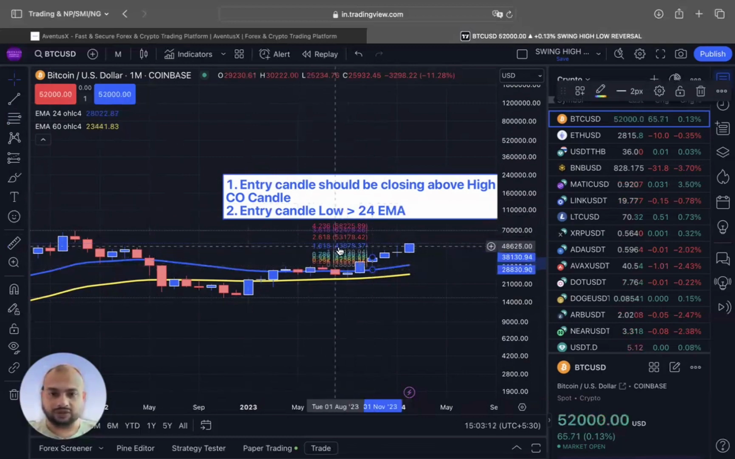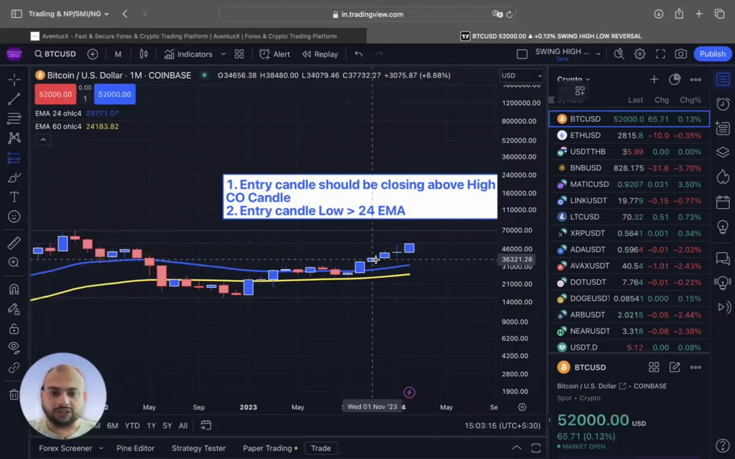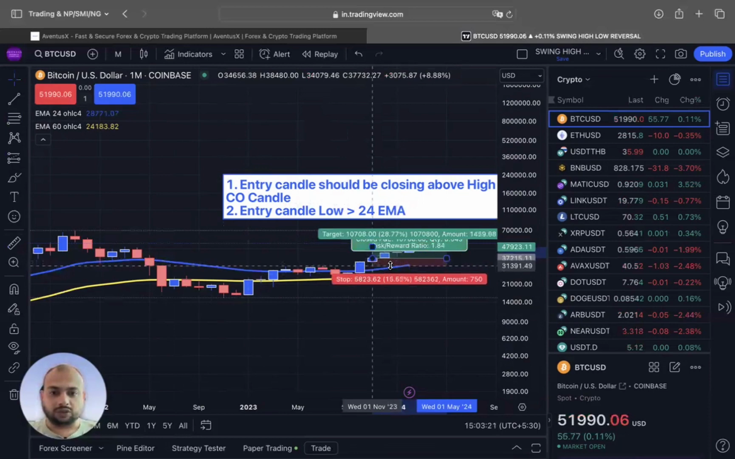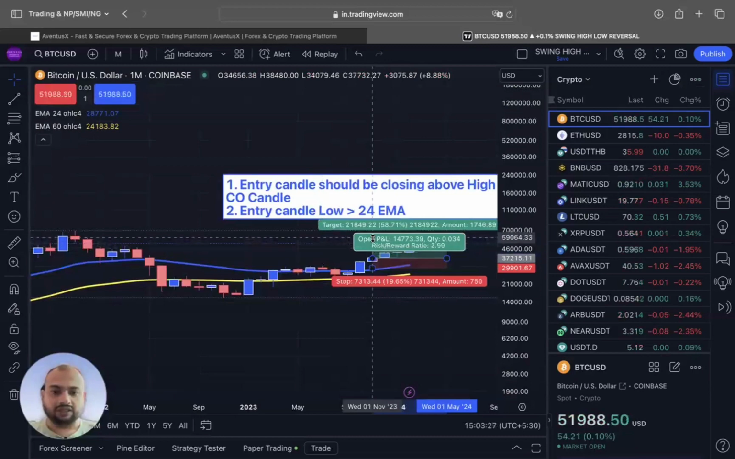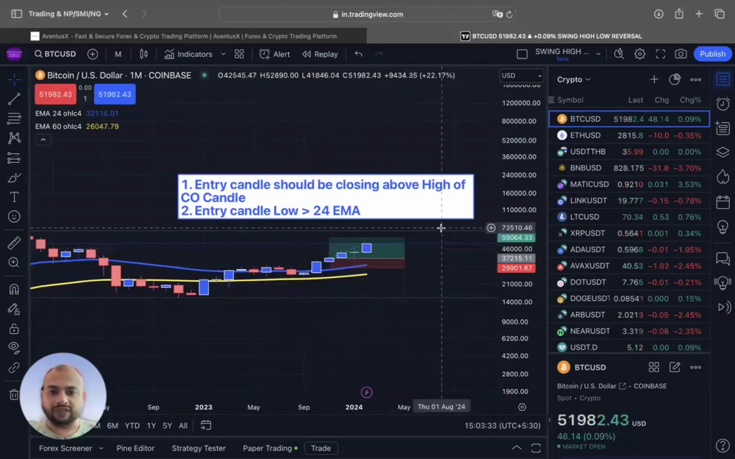Oh, what is this? This is not the indicator that I'm looking for. You want a long position indicator. So here it is. The stop loss was around 23%, and the target is around 60%, and we are very close to the target.